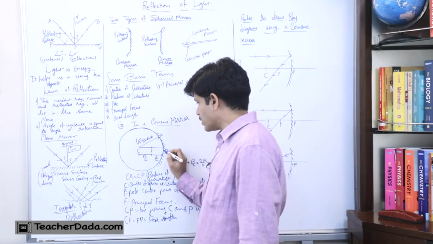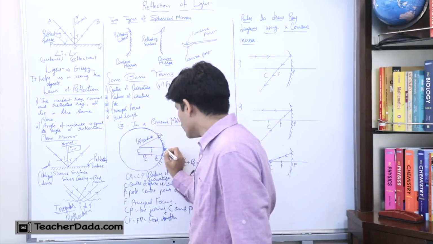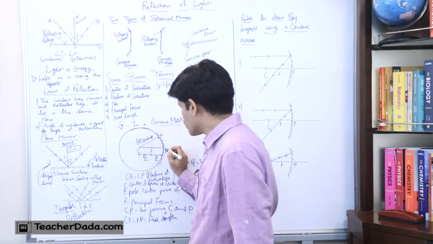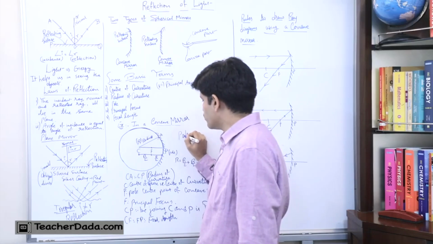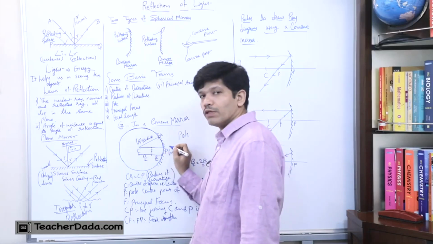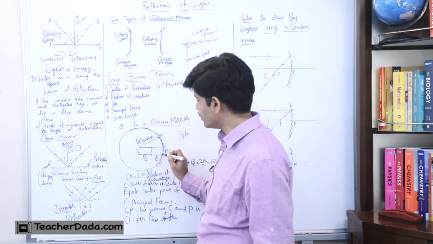Now if we take the center point of the mirror here, we can mark this point as capital P, and this capital P is known as the pole of the mirror. All distances have to be measured from the pole of the mirror.